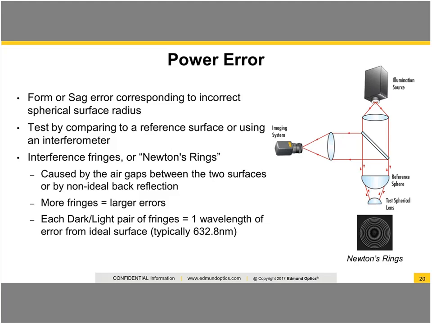That's due to that difference in either the air gap between the test plate surface and the lens, or to the difference in optical path length between the surface and the test spherical, the transmission sphere, and the interferometer. More fringes in this case means a larger error. Each pair of dark and light rings or fringes would correspond to one wavelength of error. Typically that's done at 632.8 nanometers, so that would be the mechanical or geometrical difference between that ideal surface and the one that's been manufactured.